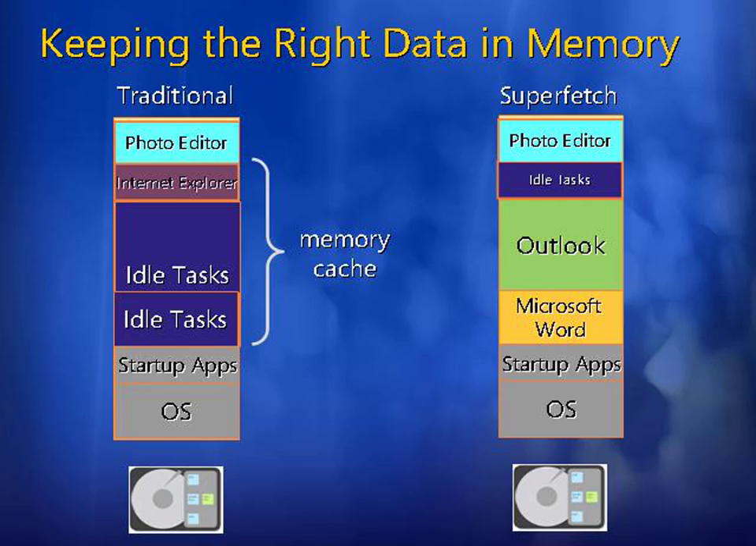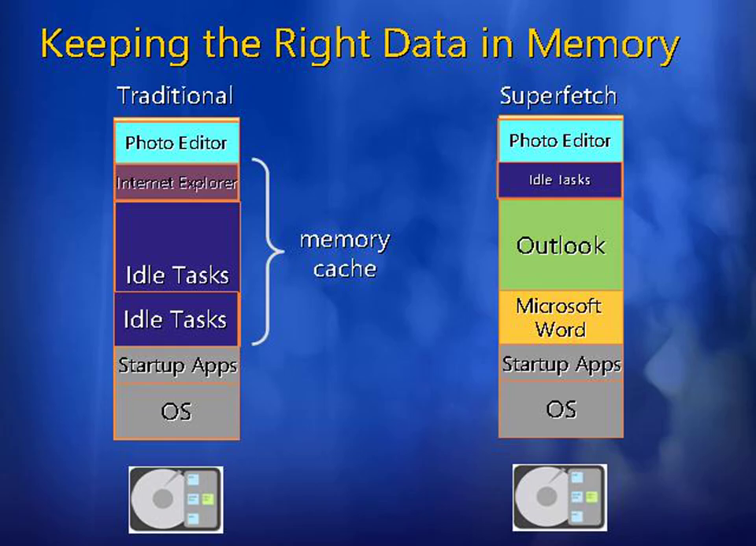Y'all remember a few slides ago? That's right. We put the idle tasks into the memory cache because they're the most recent. Well, that's good as a generic algorithm. It helps you with your IE. It does not make you happy at 1:05 when you get back from lunch, you're late from a meeting, and you need to print something out of Outlook, which is busily paging back into memory.